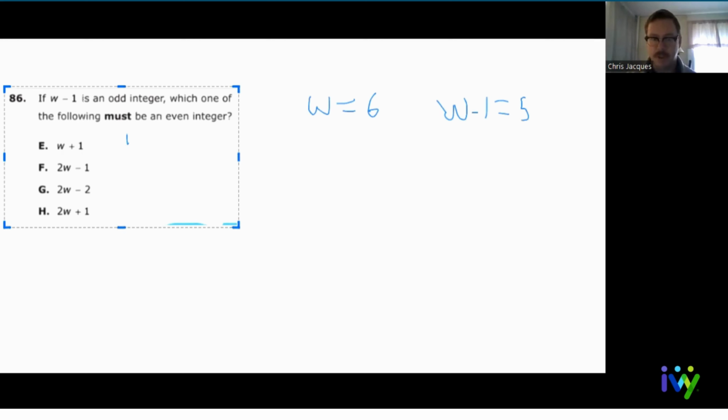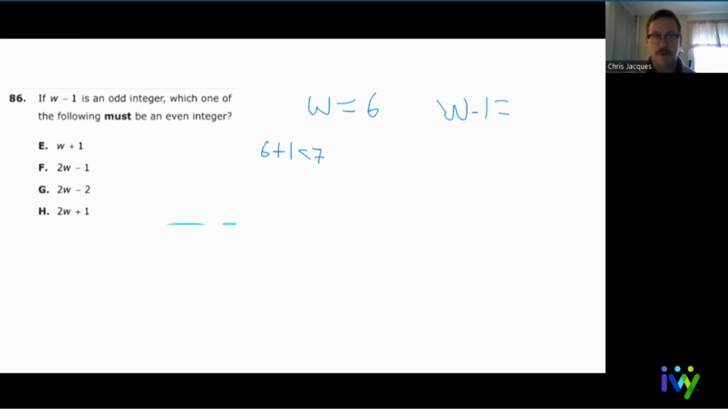Put that aside. So if we plug W in for 6 plus 1, we undo that. There we go. Okay, W is 6. 6 plus 1 is equal to 7, right? And that is no good for us, right? That is not an even integer.